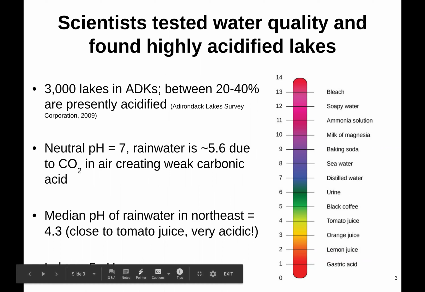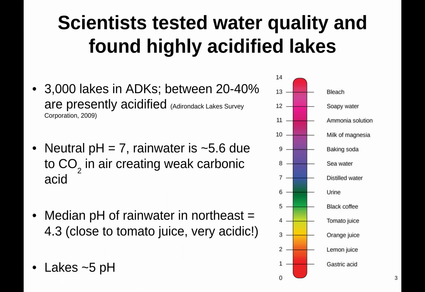So they measured the pH in 3,000 lakes in the Adirondacks, and between 20 to 40% were presently acidified. So as I mentioned, neutral pH is 7. Rainwater is a pH of 5.6, so it's slightly acidic. And this is because the water reacts with CO2 to create an acid called carbonic acid. This is also the acid in sodas and seltzers that makes them acidic as well, just as a note, if you're a seltzer fan like me.